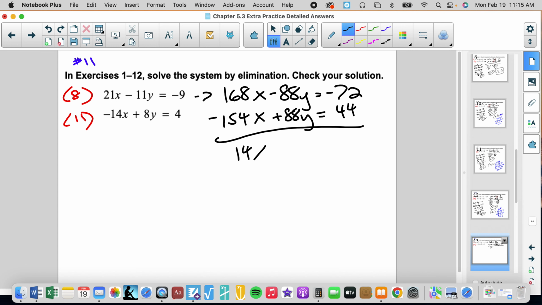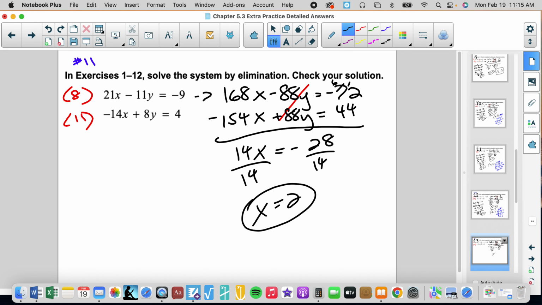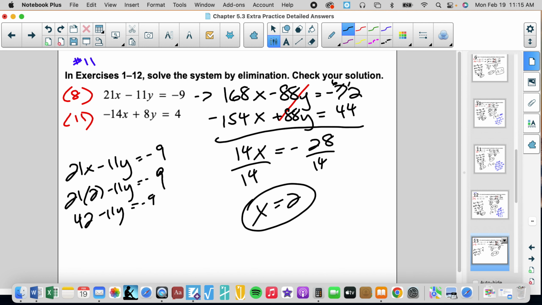That's going to give me 14x. These cancel, equals negative 28, divide by 14, x equals 2. Let's choose the top equation, just because I've been choosing the bottom, it doesn't matter. My x value is 2, solving for y. 42 minus 11y equals negative 9 minus 42.